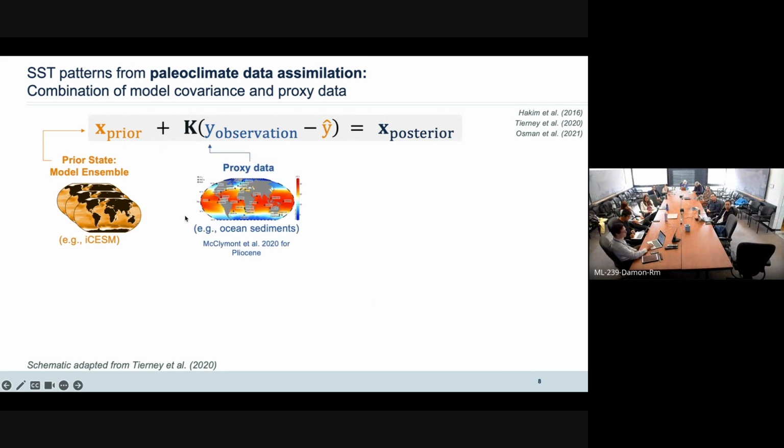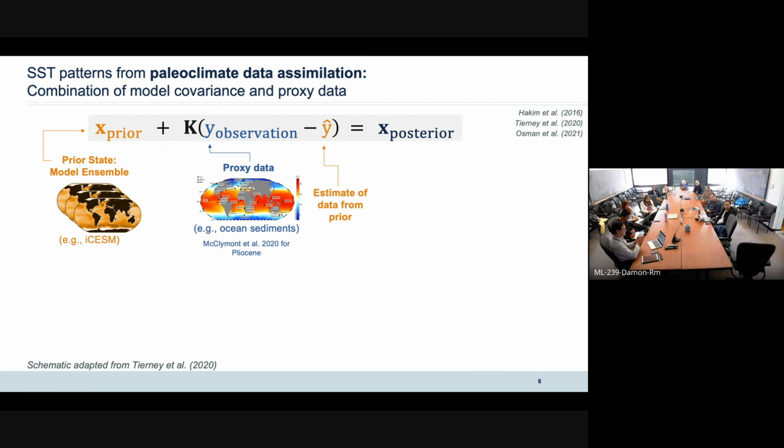And then we bring in proxy data. So this is work that's done by some collaborators of ours, not myself. For this, I'm showing the Pliocene. So we have proxy data from ocean sediments. For the LGM, you might also look at ice cores or pollen records. And then those proxy data are compared with an estimate of the proxy data that comes from the model prior. And that's where things like the isotope-enabled versions of CESM are particularly handy because you can compare the isotopes directly.